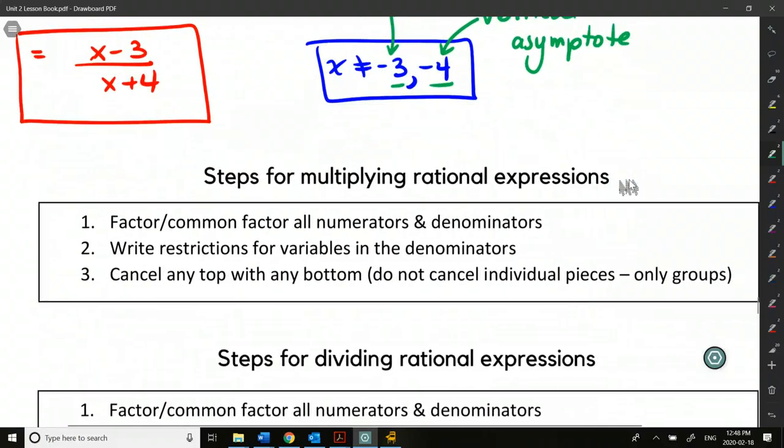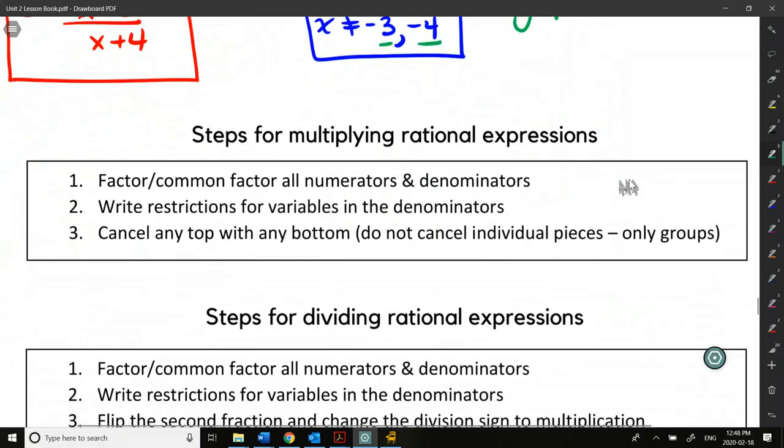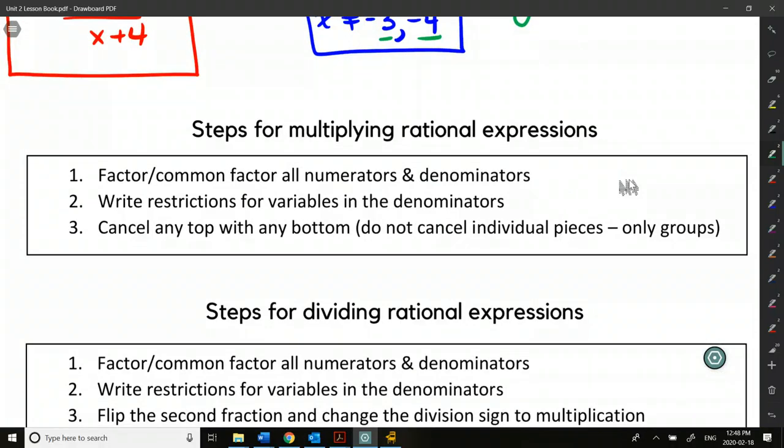Okay, so when we have multiple rational expressions that are either being multiplied or divided, I've listed out the steps for you here. For multiplying and dividing, the very first step is that you're going to factor and common factor everything, all numerators, all denominators. We are going to write restrictions, just like we just did. And then with multiplying fractions or rational expressions, we can cancel any numerator with any denominator. You can't cancel individual pieces out.